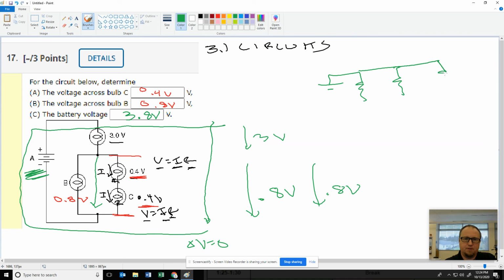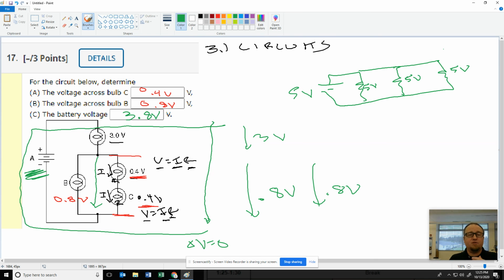Let's say I have 3 of these. If this battery was 5 volts, this would drop 5 volts, this would drop 5 volts, this would drop 5 volts. They would all drop 5 volts. The potential difference would be 5 volts, not drops.